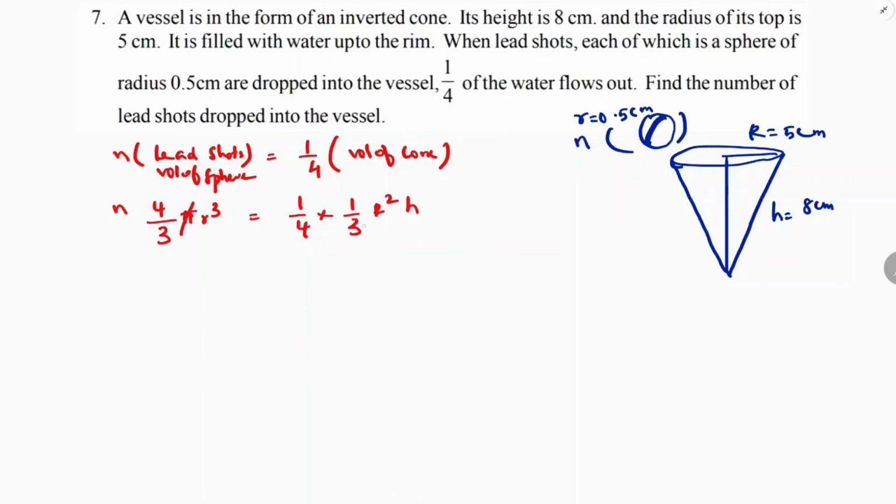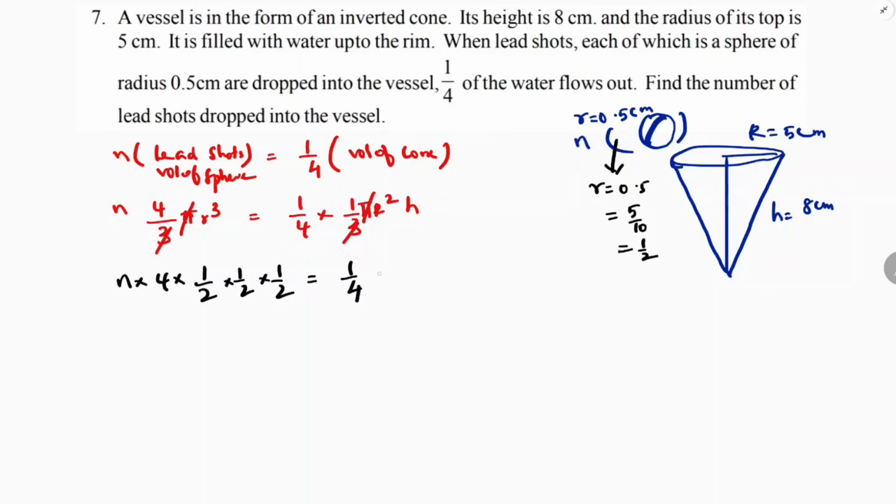Pi and pi cancel, 3 and 3 also cancel. Now N into volume of sphere is 1/4 of volume of cone. 4 into radius is 0.5. 0.5 I can write as 5 by 10, which is nothing but 1 by 2. 1 by 2 into 1 by 2 into 1 by 2 equals 1 by 4 into radius of cone is 5 into 5 into height is 8.